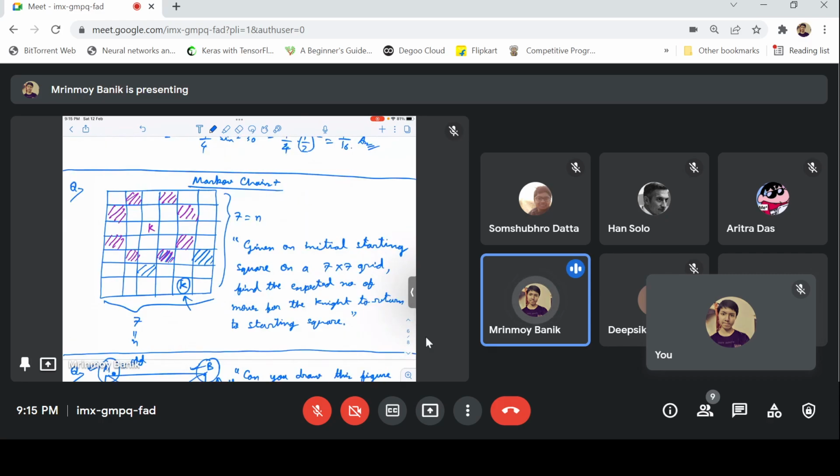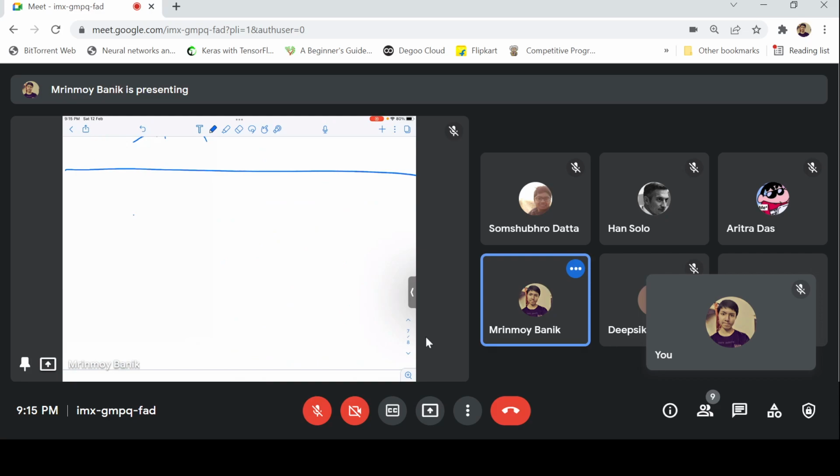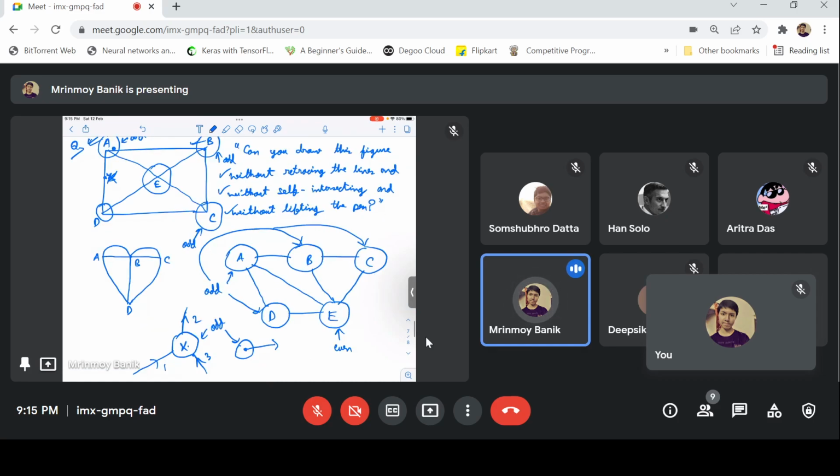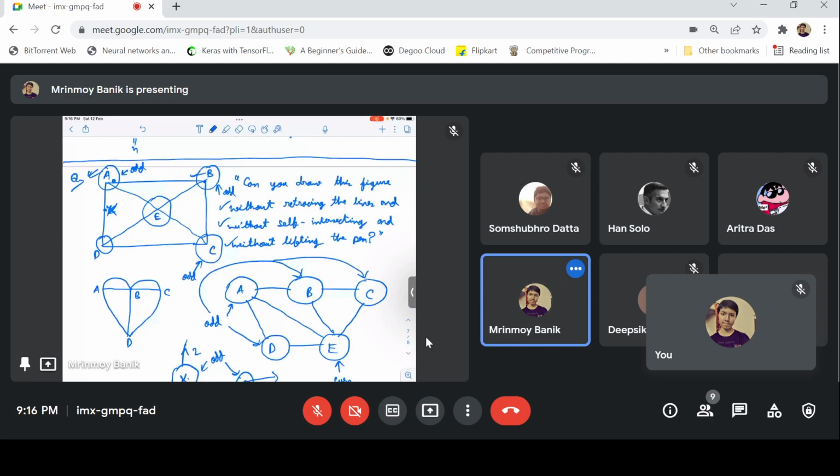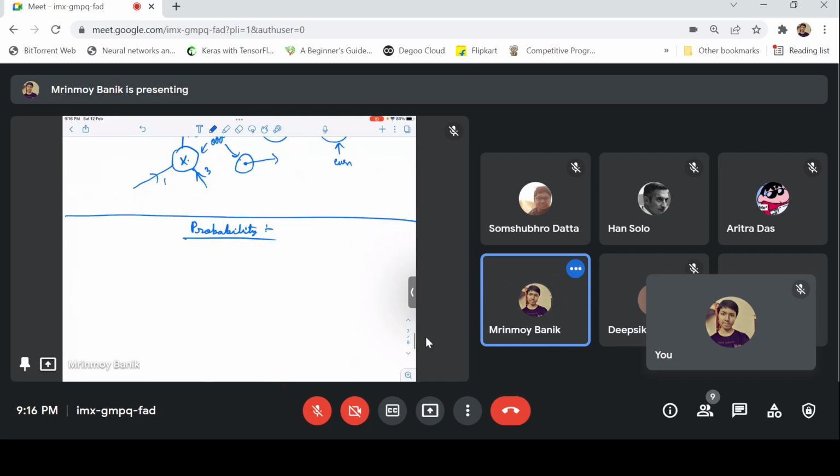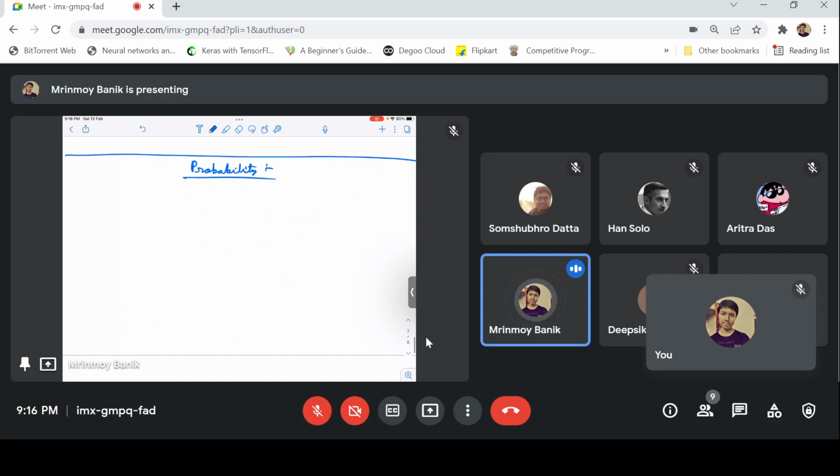And as far as this one, let's talk about probability for some time. This one was actually a problem of graph theory. Should I discuss graph theory? Okay, just graph theory, a little bit of introduction.